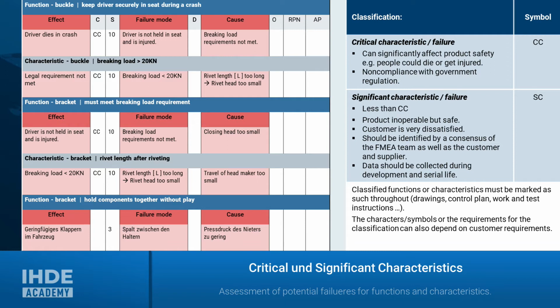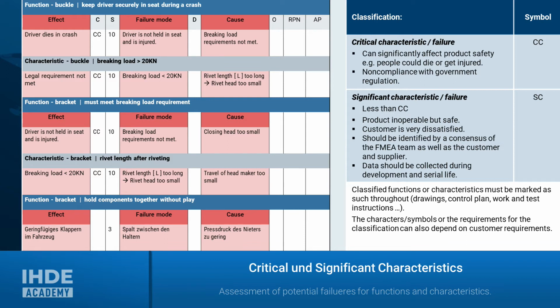Failures that could cause death or injury or violations of the law are such critical failures and are marked with CC. Significant failures or characteristics that are marked with an SC, these are still characteristics and functions of special importance but below the CC category. This would be, for example, an inoperable but safe product, or when the customer would be very dissatisfied. Such failures may occur gradually or with advance notice.